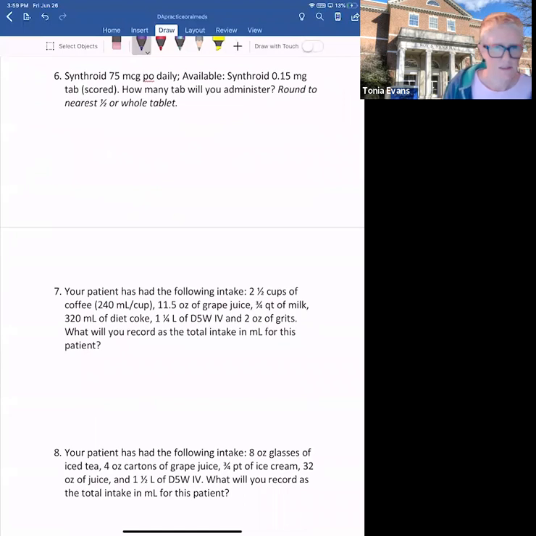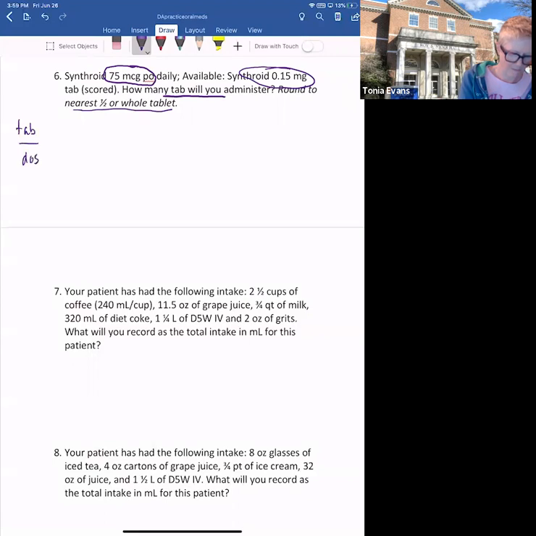Okay, next one. We've got Synthroid. This is what I have ordered, and this is what I have available. How many tabs will I give? And round to the nearest half or whole tablet. So I'm looking for tabs per dose. So I'm going to start with my numerator. Tablets, what do I know? I know I've got 0.15 milligram tablets. So 1 tablet is 0.15 milligrams.